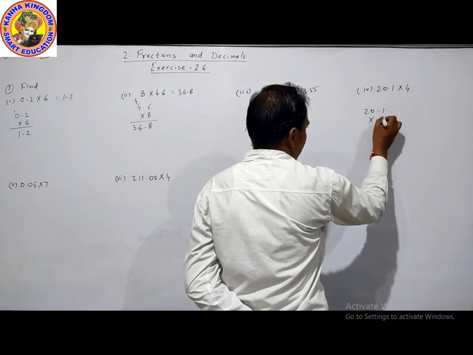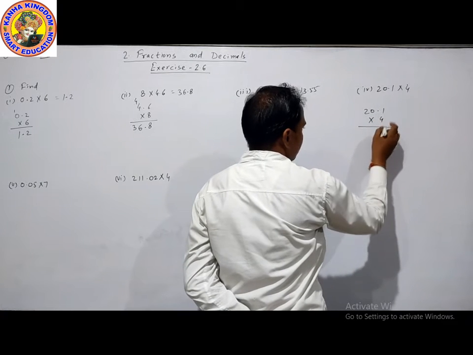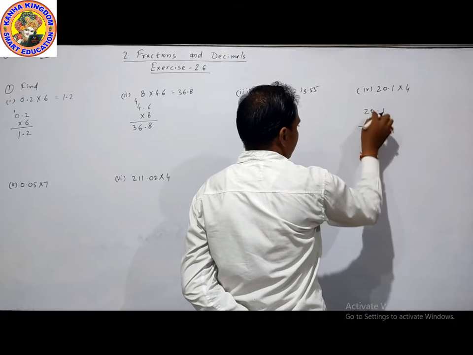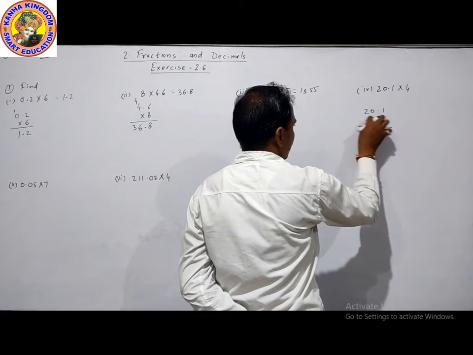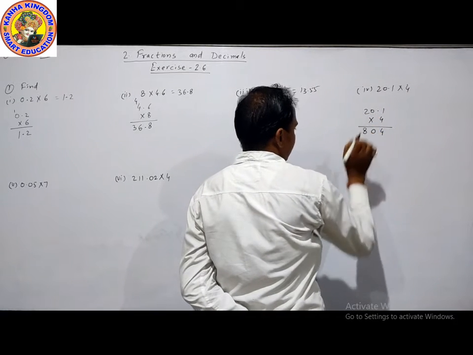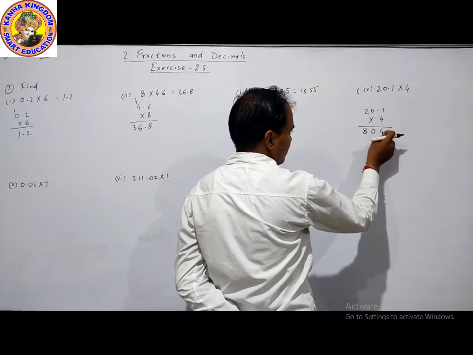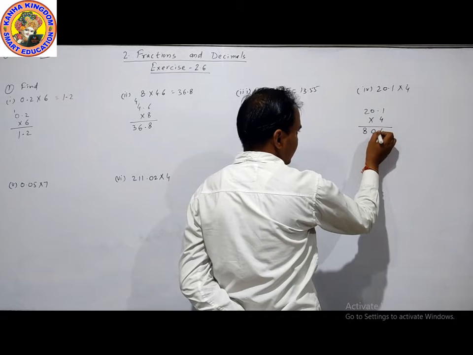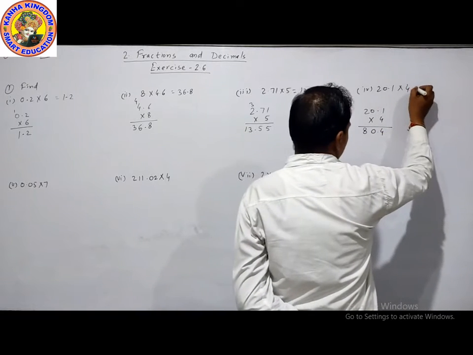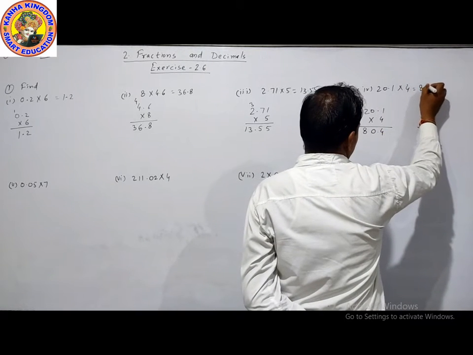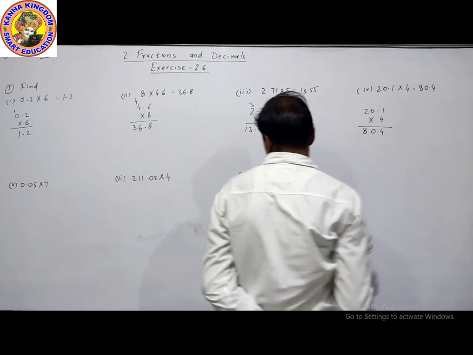Next question is 20.1 multiply by 4. 4 into 1, 4. 4 into 0, 0. 4 into 2, 8. Now counting the decimal places from here, 1. So after one digit we will place the decimal point. The answer is 80.4.